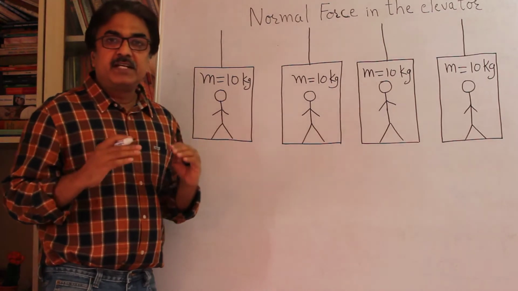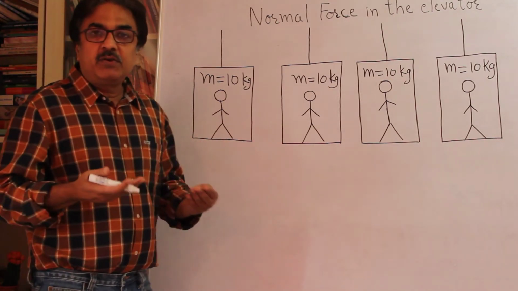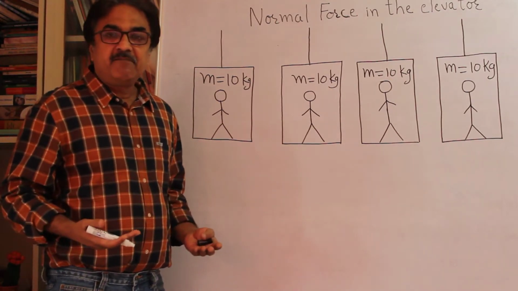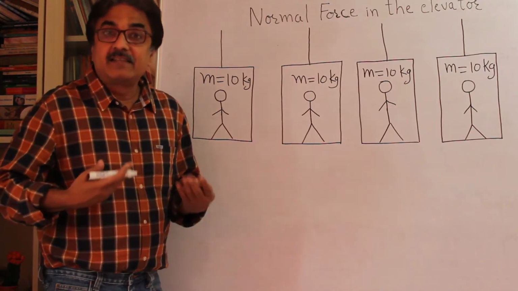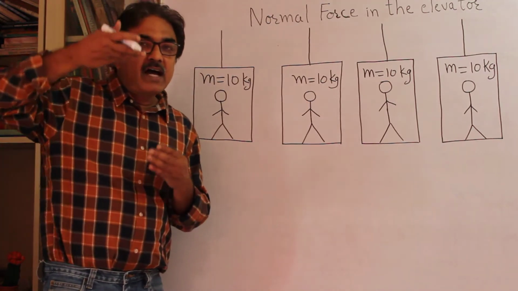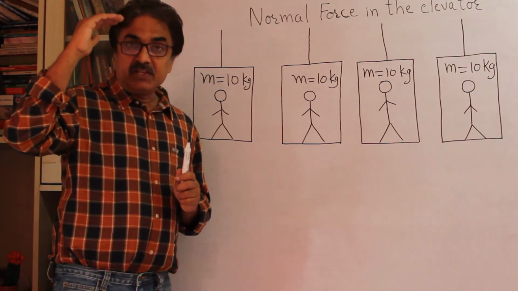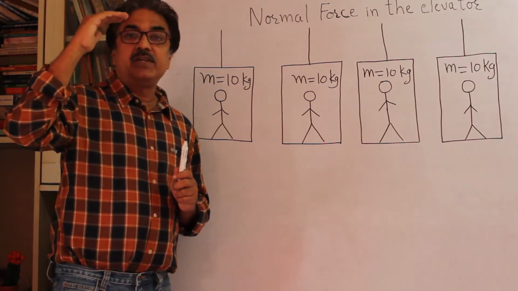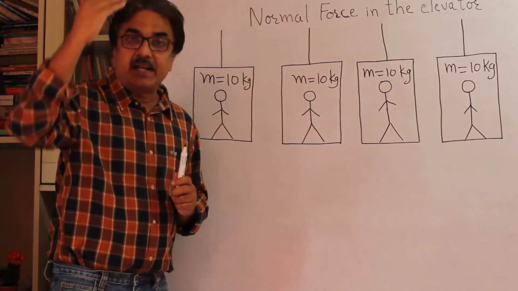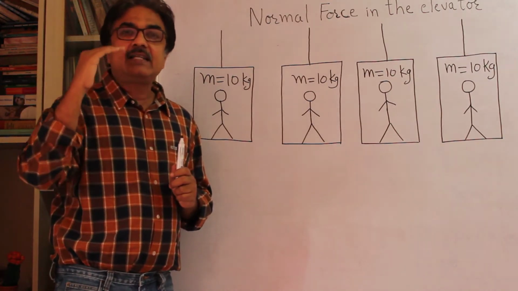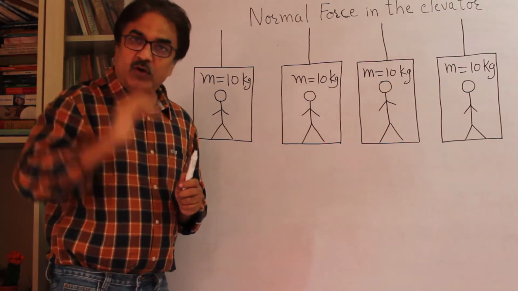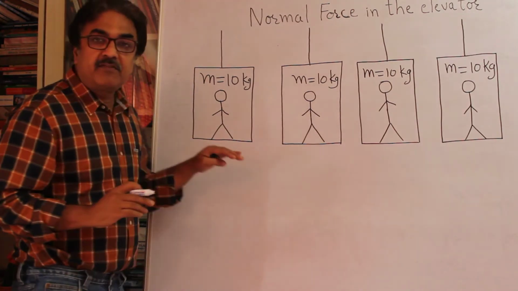Here we consider a case where the lift is stationary. The way we will proceed is this. When we get into the lift, the lift is stationary, then the lift starts, so the lift accelerates. Then when we are near the floor at which we want to get down, the lift will decelerate and then it will stop.